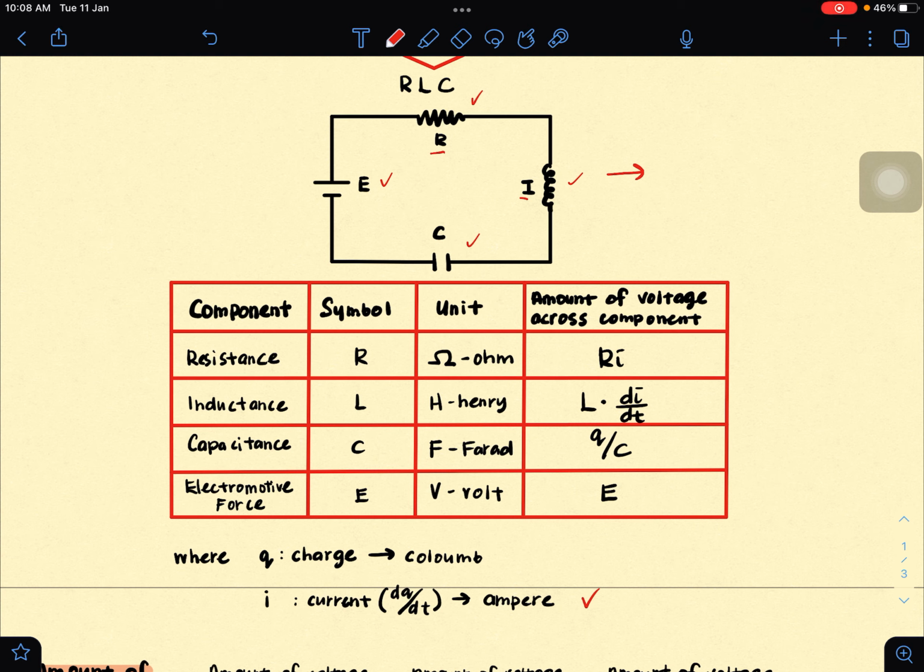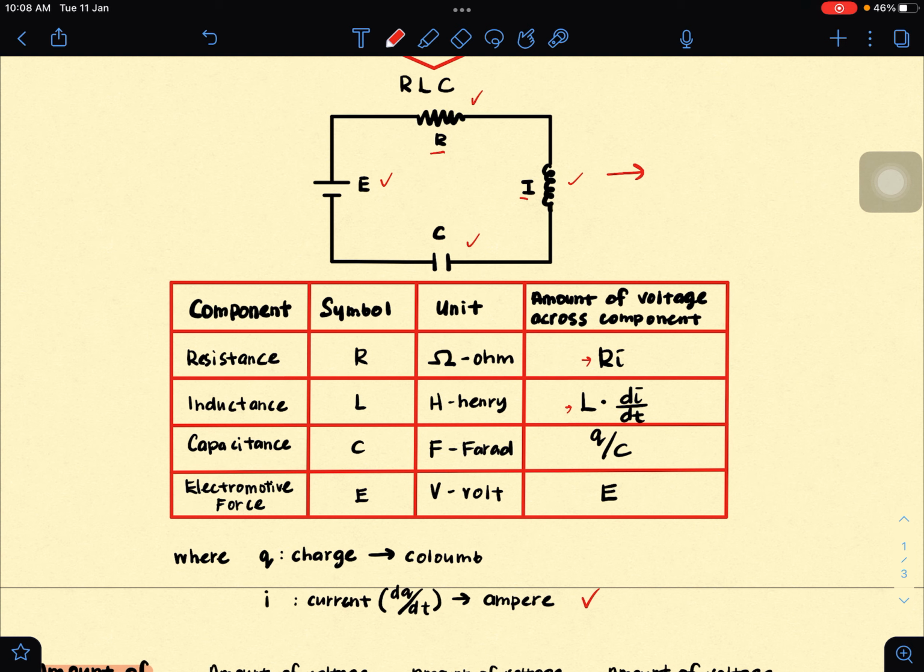The symbol for the inductor is L, and the unit for the inductor is henry. The amount of voltage across the inductor is L multiplied by di/dt, okay, where L is a constant. Okay, R is a constant as well. L also is a constant. Okay, so di/dt, I adalah current.